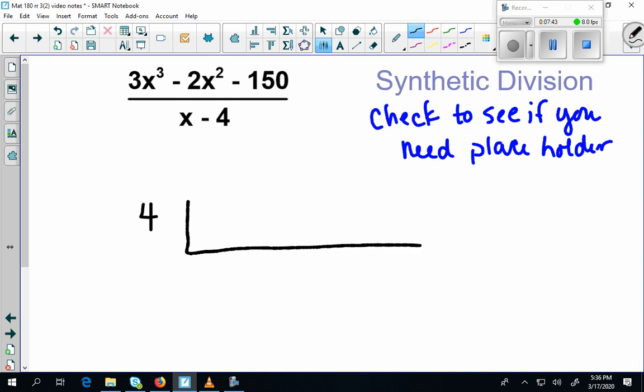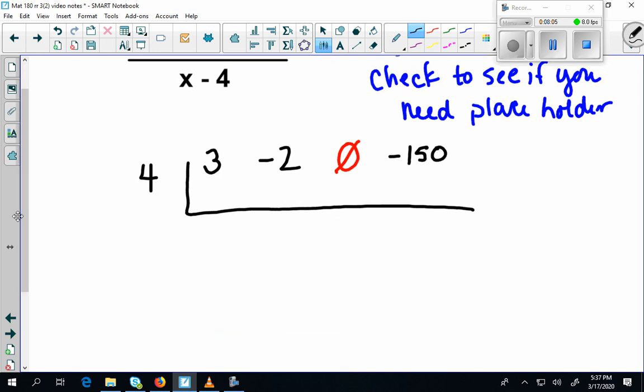And I'm just going to take the coefficients. So I have 3x to the third, negative 2x squared, 0x, and then I'm going to put the constant in there, negative 150. So to do this type of division, the first thing you want to do is just bring that lead coefficient straight down.